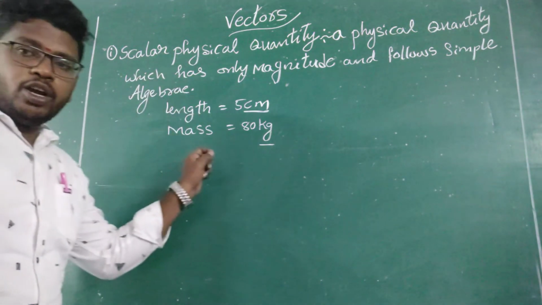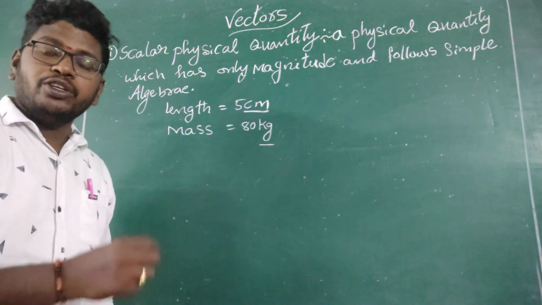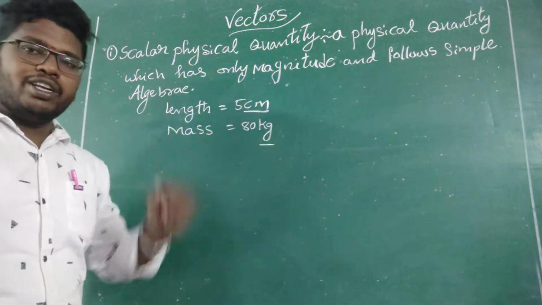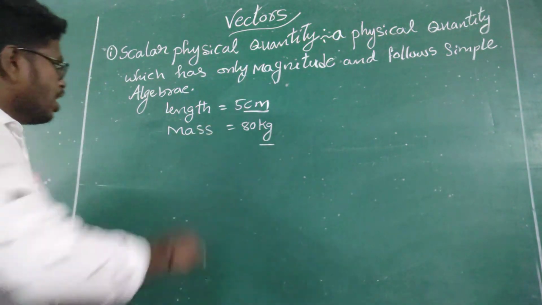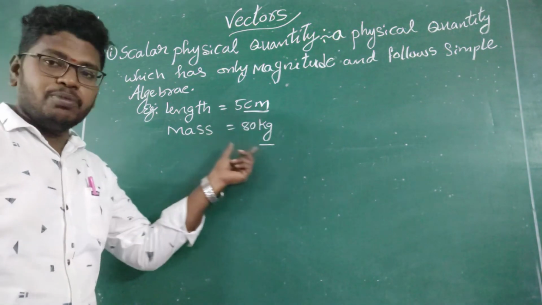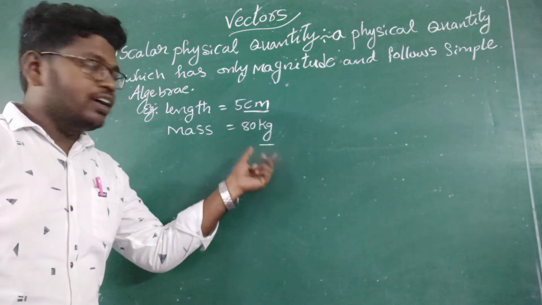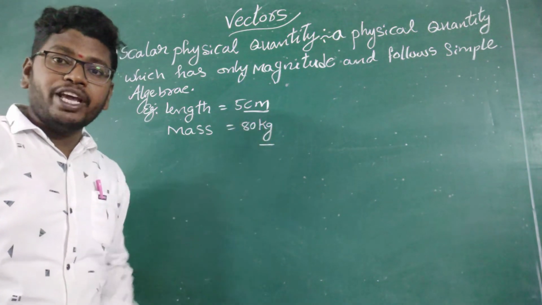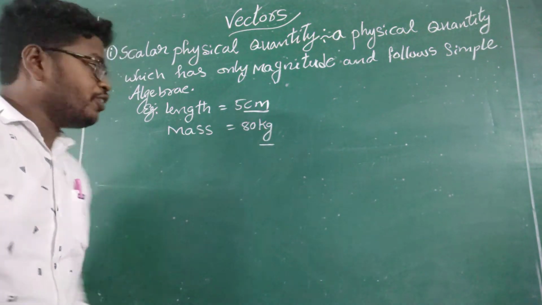So, a physical quantity which has only magnitude and follows the simple algebraic rules, that we call a scalar. Examples are length, 5 centimeters, and mass, 80 kgs. Here magnitude is nothing but a number followed by a unit. Next, let me go for another one.